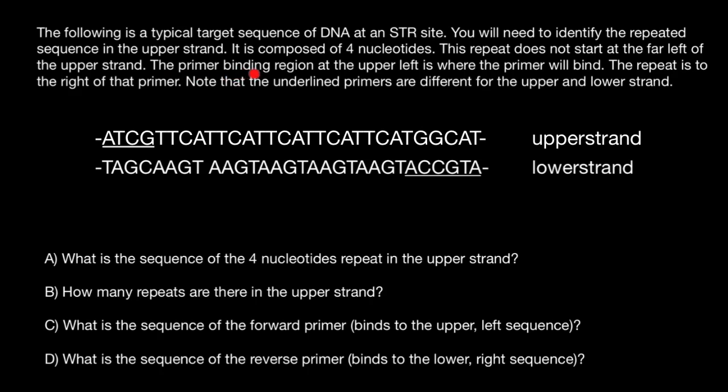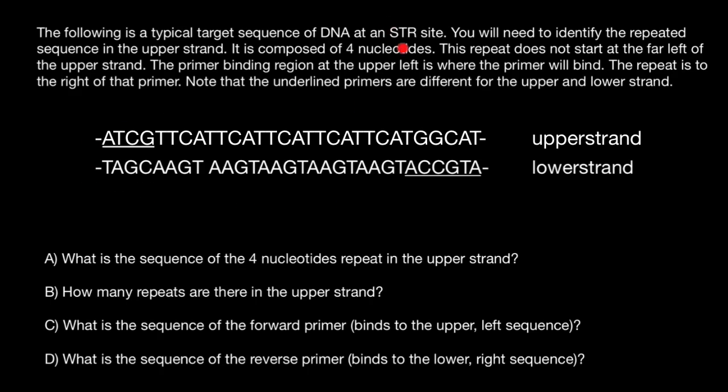The primer binding region at the upper left is where the primer will bind. The repeat is to the right of that primer. Note that the underlined primers are different for the upper and lower strand. So let's analyze what we have here. This is the upper strand, this is the lower strand, and the underlined sequence on the upper and lower strand is a site to which we have to design primers in order to make a copy of this fragment.